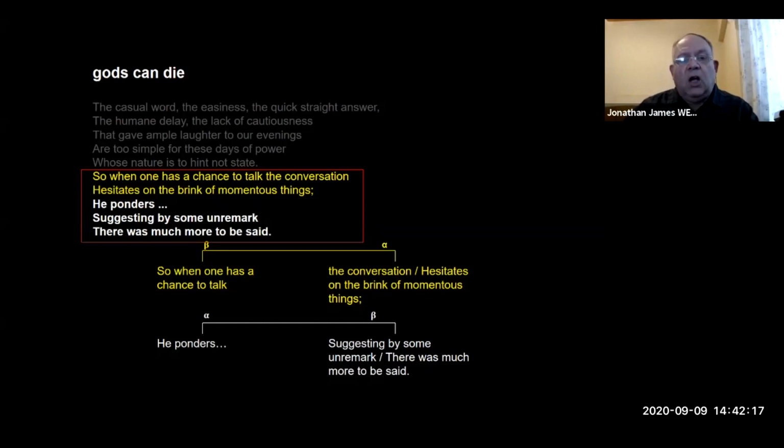Again, all of that is in the hypotaxis. The hypotaxis, the asymmetry, that is all coming through and pointing you in the direction of where, again, he's pointing out how this friend has changed.